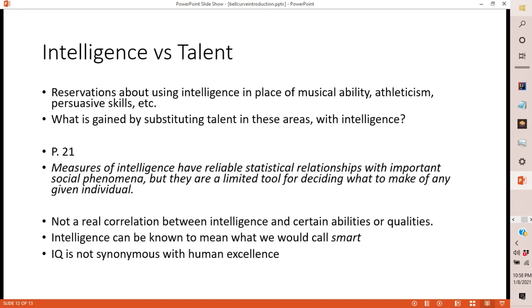Pertaining to the radical view of intelligence here, the authors have some reservations about using intelligence in place of ability, so musical ability, athleticism. Gardner talks about these as intelligences. This is intelligence, that you're very athletic, that you're musically like a Mozart or Beethoven. And the authors just ask, what's gained here by substituting talent in these areas with intelligence? How does that change anything?